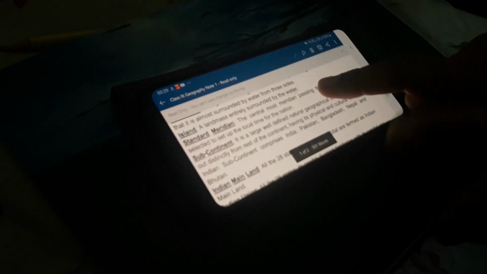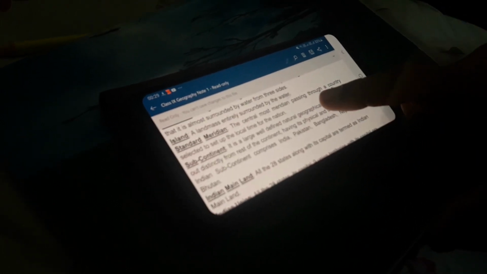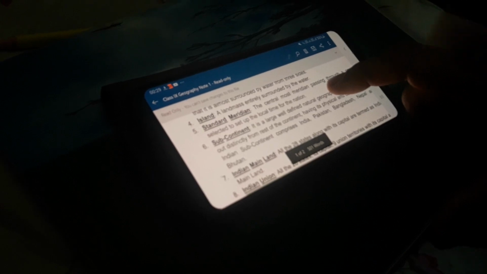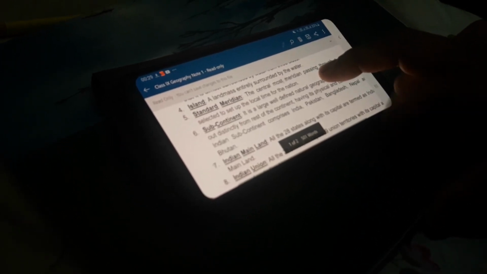That is longitude. Now the standard meridian is the centralmost meridian passing through a country, selected to set the local time for the nation. So every country has a central meridian selected so that it can solve the problem of time lag. I'll explain this when I go into detail about the standard meridian.